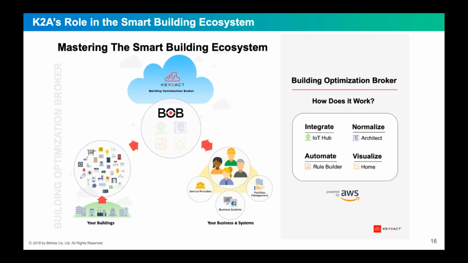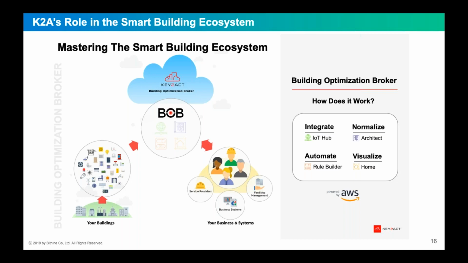How do we do it? There's a number of different applications built into the platform itself. We've got IoT Hub, Architect, Rule Builder, and Home, and they have 4 distinct responsibilities within the platform itself. IoT Hub's all about getting data out of systems.